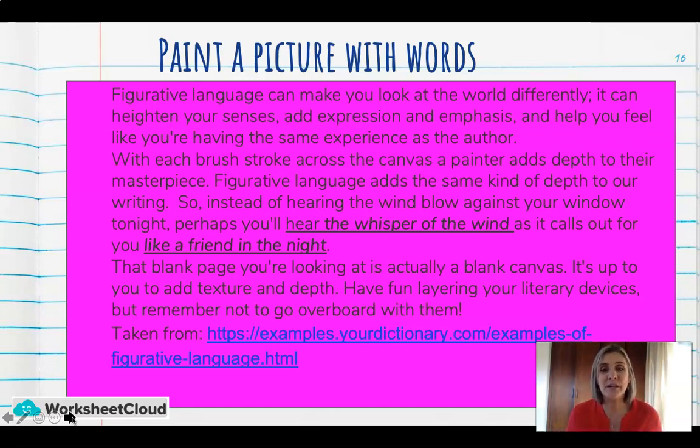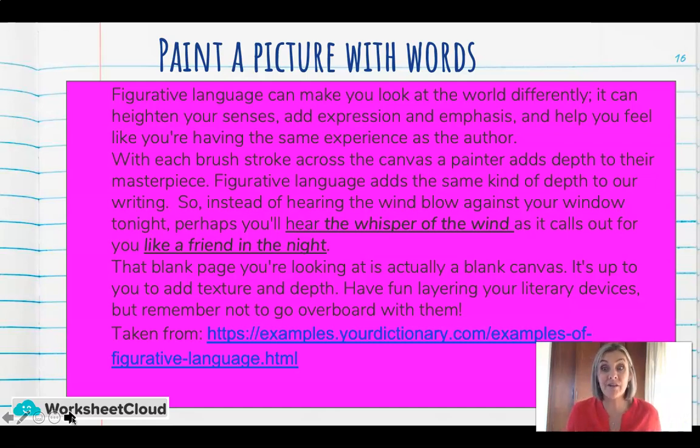So instead of hearing the wind blowing against your window tonight, perhaps you'll hear the whisper of the wind as it calls out for you like a friend in the night. There's your personification, the wind being given a person quality like whispering, and like a friend in the night, the wind being compared to a friend. There's your simile. So that blank page you're looking at, possibly in the next couple of lessons when we do some kind of creative writing, is actually a blank canvas. So it's up to you to add that texture and that depth as you would as an artist.